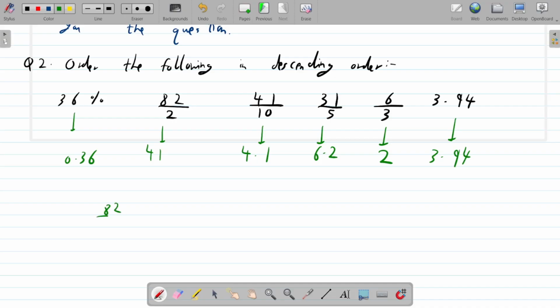Yes, good. 82 by 2, then 31 by 5, okay, then 41 over 10, then 3 point, let me see, so we have this one, that one, and 4.1, okay, 3.94, then 6 over 3, and last one would be, oh, now 0.36, I confused myself, 36%.